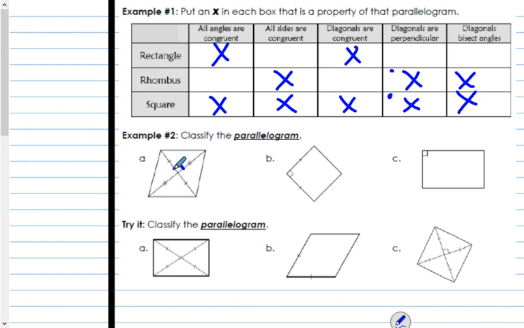Well, I don't know. In order for it to be a square, all the angles would have to be equal to each other, or 90 degrees, and I don't know if they are. So all I know is that this is a rhombus. I cannot say it's a square because I don't know anything about the angles.